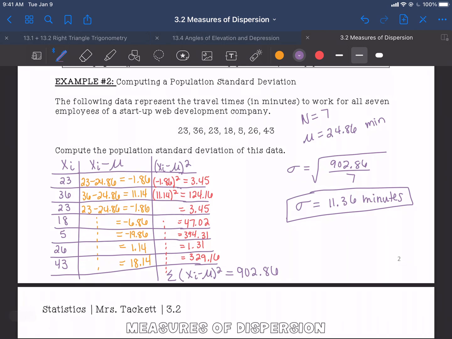So I'm going to select unadjusted standard deviation for population.